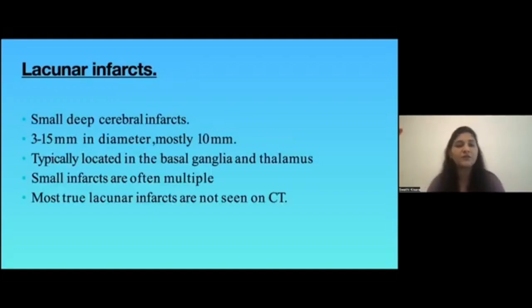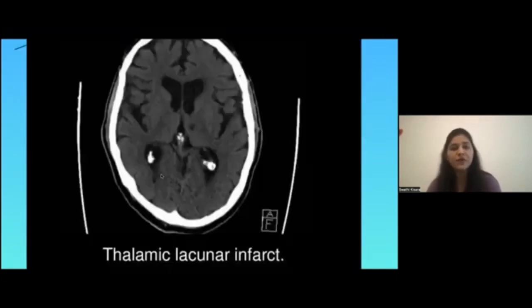Coming to lacunar infarcts, these are small, deep cerebral infarcts. They are about 3 to 15 mm in diameter, and they are typically located in the basal ganglia and thalamus. These infarcts are small and often multiple in number, and not many lacunar infarcts are seen on CT. This is an axial CT image showing a lacunar infarct in the left thalamus.